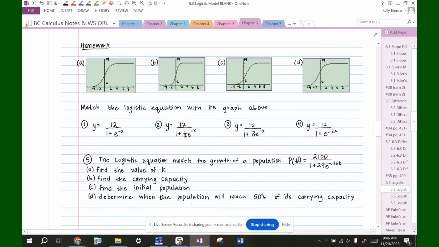All right, so the homework is just finishing the examples that were in the notes packet. For these first four questions, it says match the logistic equation with its graph above. So one thing about all of these equations is that they all have a carrying capacity or a horizontal asymptote at 12. So that's not going to help me distinguish between the graphs.